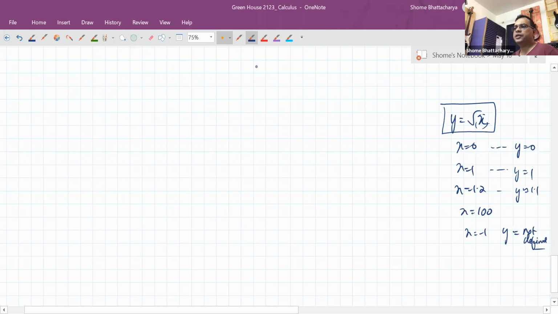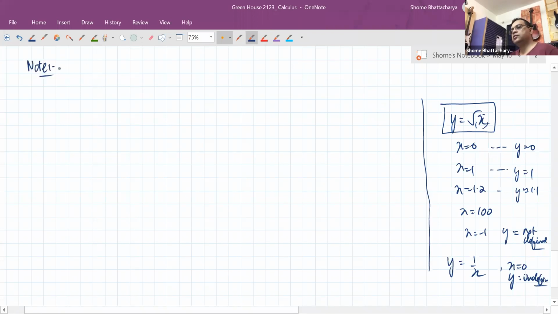It may so happen that a particular independent variable value does not give us any value for the dependent variable because the function is defined in that way. Or if I have the function, for example, y is equal to 1 by x, now here for x equal to 0, again y is undefined, because division by 0 is an undefined operation. Okay, so hope this point is clear.